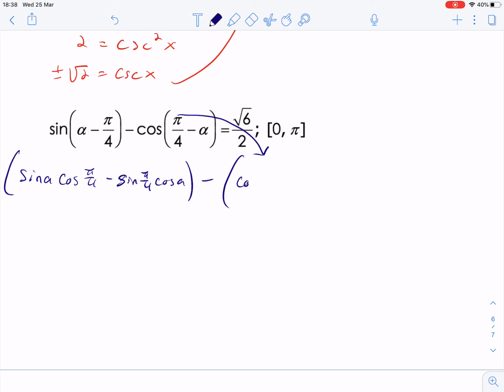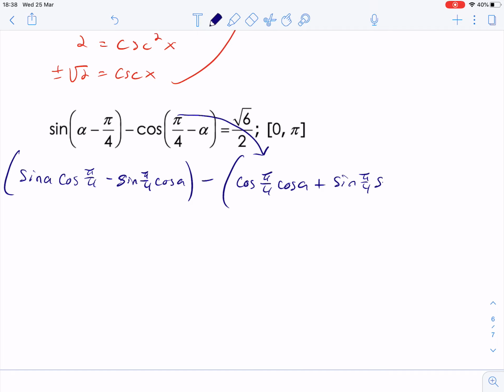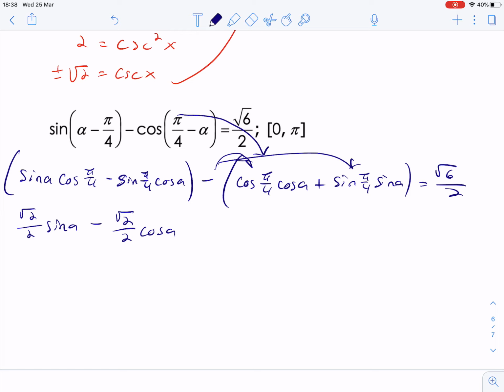We get cosine pi over 4, cosine A. Usually it's minus, so now we go plus. Sine of pi over 4, sine of A equals square root of 6 over 2. All right, a lot of simplifying now. So we get square root of 2 over 2, sine of A, first quadrant, so positive. Also square root of 2 over 2, cosine of A. So we're multiplying both of these by negative 1. So this is going to be a negative square root of 2 over 2, cosine of A, minus square root of 2 over 2, sine of A.